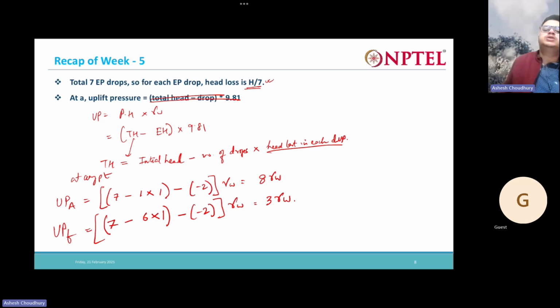Okay, so like this we need to do. We need to find the uplift pressure. So we will solve one problem today. In that case, it will get clear to you more. Okay, you understood, right? So total head minus elevation head.